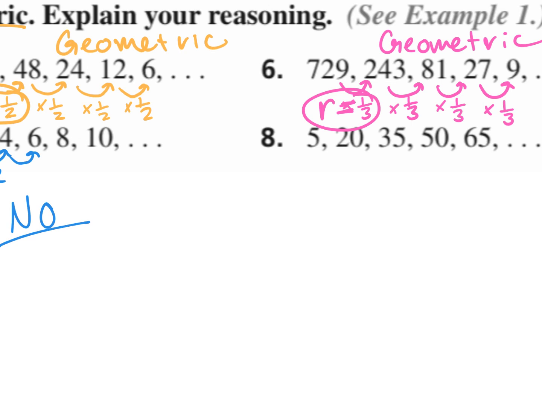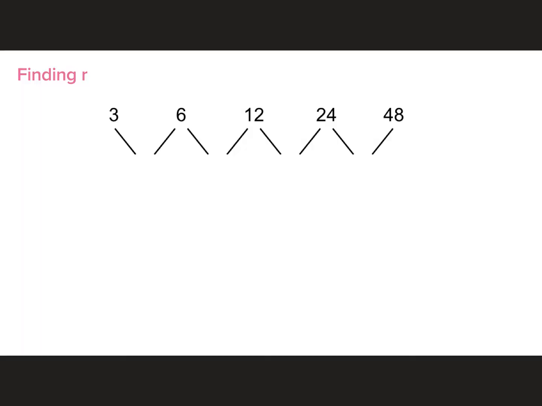Number 8, we do the same. What do I multiply times 5 to get 20? I multiply by 4. If I multiply 20 times 4, do I get 35? So is this geometric? Nope, not geometric.